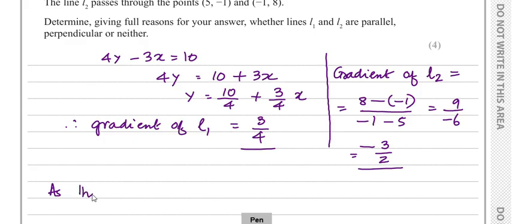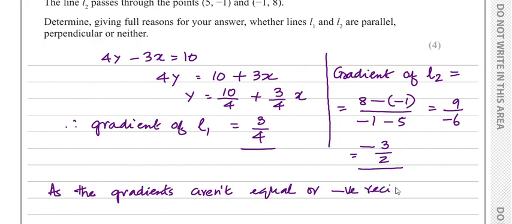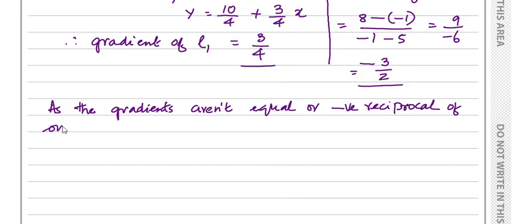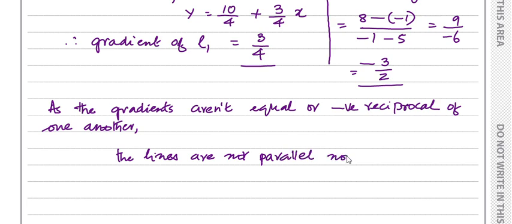we can say, as the gradients are not equal or negative reciprocals of one another, the lines are not parallel nor perpendicular. We need to write this statement to get the full marks.